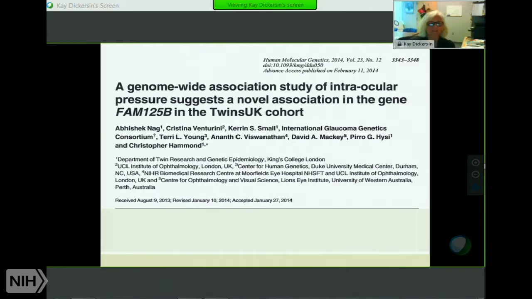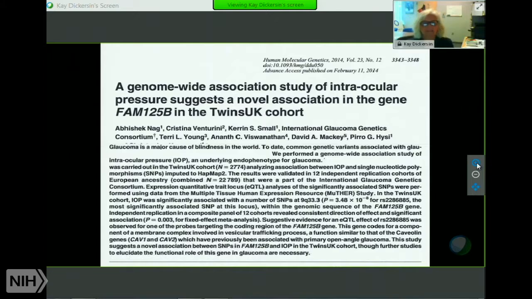So it looks like a genome-wide association study, and if you look at the abstract, you can see that it just looks like a cohort study. We're not sure, but I blocked off this third sentence.